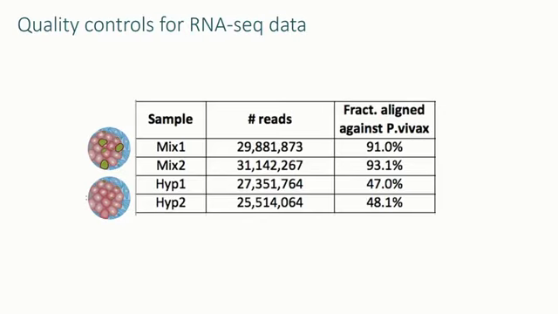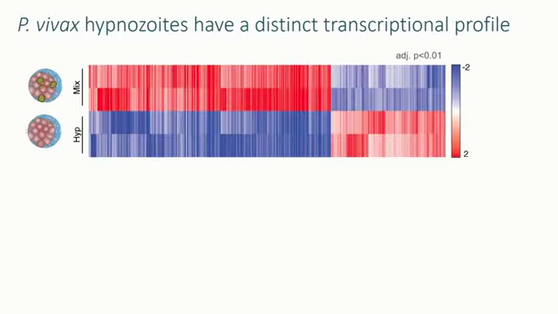These are the quality controls. We got an average of 29 million reads per sample. An alignment to the P. vivax P01 transcriptome revealed robust enrichment, with approximately 19 to 48% of the reads mapping uniquely to P. vivax in mixed and hypnozoite cultures, respectively. So it was a good enrichment.